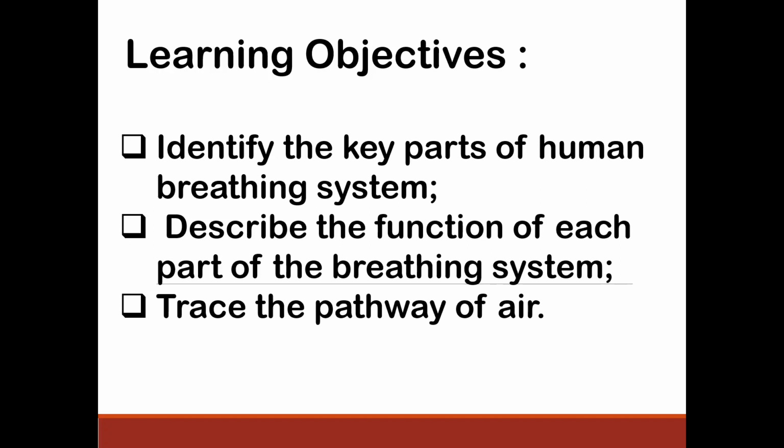For our lesson number 1, we will be guided with the following learning objectives. First, identify the key parts of the human breathing system. Describe the function of each part of the breathing system and trace the pathway of air.